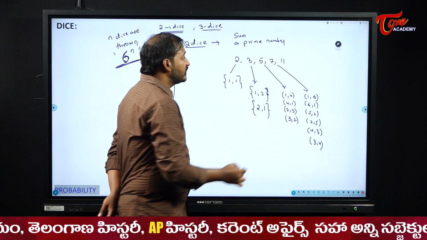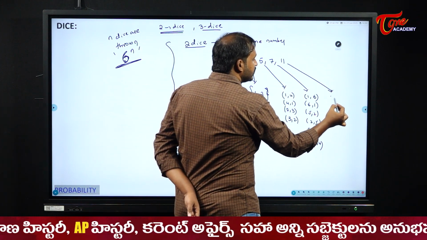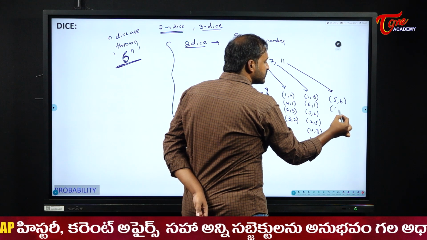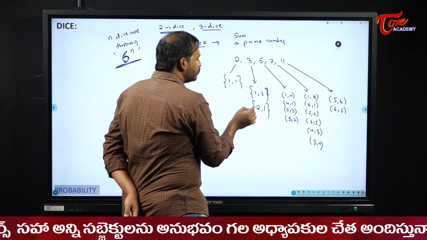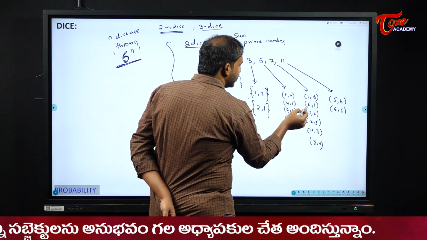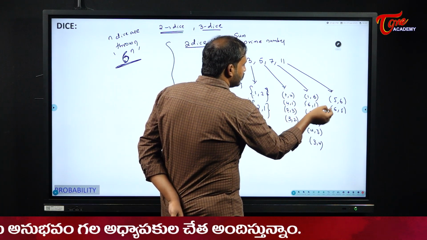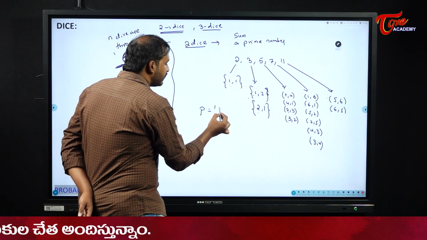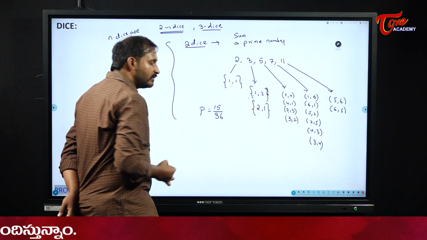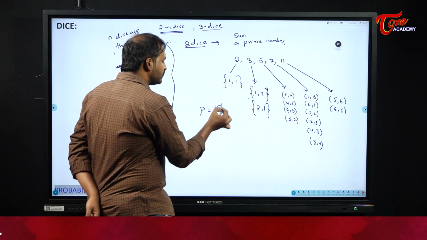And what is the chance to get the sum as 11, students? 5, 6 or 6, 5. Now what will happen overall? 1, 2, 3, 4, 5, 6, 7, 8, 9, 10, 11, 12, 13, 14, 15. So the probability now becomes what? 15 by 36. So which will be equal to what?